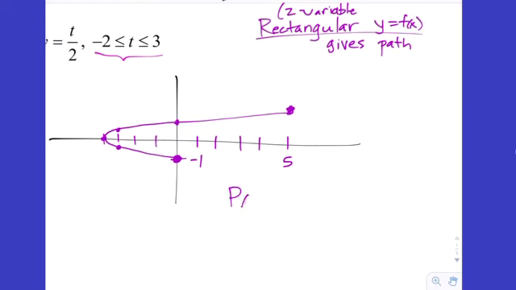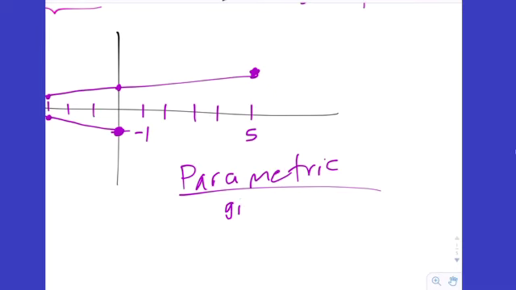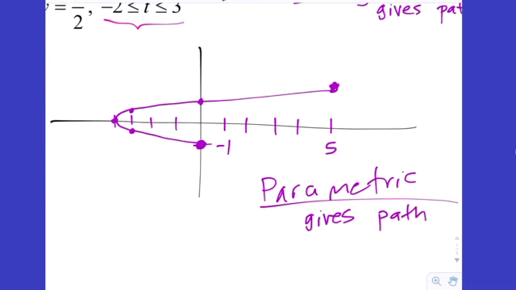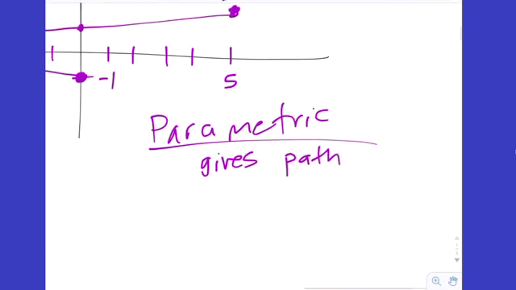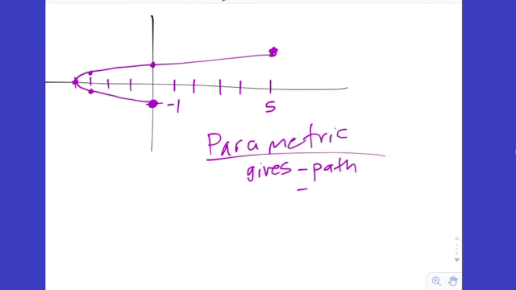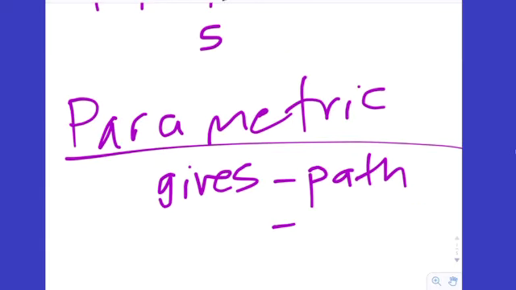Whereas in this case, when we look at parametrics, it gives us more information. By adding 1 extra variable, we actually pick up 2 other pieces of information. It gives us, of course, the path. We can kind of see the path in the snow there. But what else does it give us? It gives us the direction, yeah.